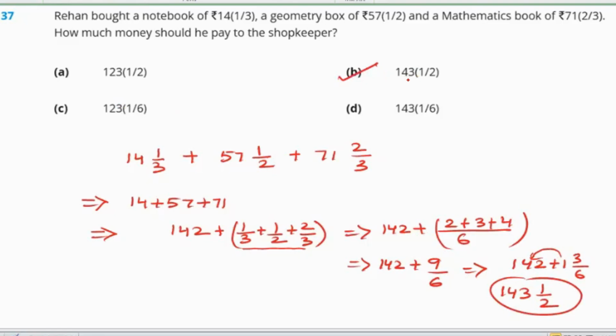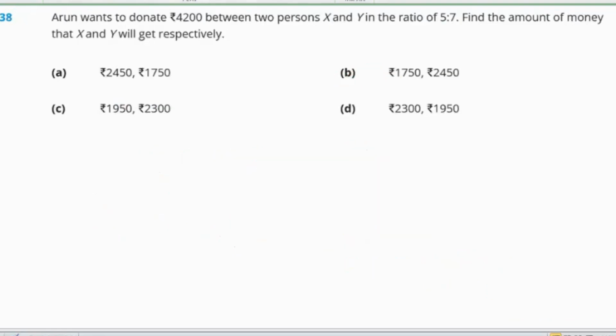Got it? Okay, now we are moving towards the question number 38, and question number 38 is saying that Arun wants to donate 48,200 between 2 persons X and Y, and that should be in the ratio 5:7. So if he wants to divide them in the 5:7, what is the total of the ratio? That is 12. And when we are going to divide 48,200 in 5 by 12, this we can reduce, we can simply cut.